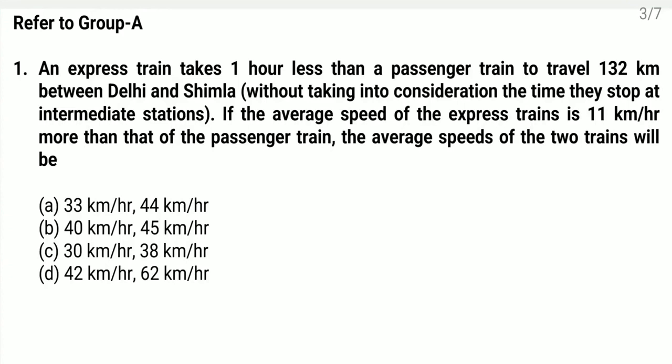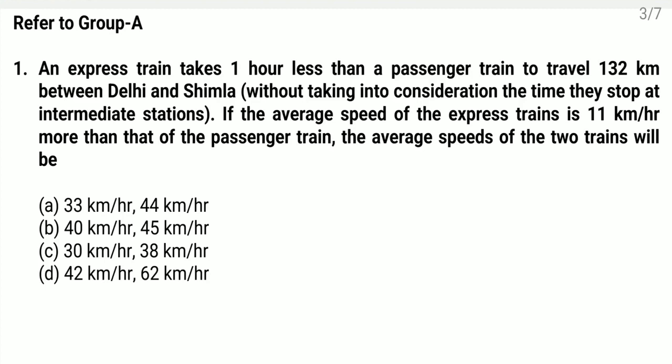An express train takes 1 hour less than a passenger train to travel 132 km between Delhi and Shimla without taking into consideration the time they stop at intermediate stations. If the average speed of the express train is 11 km per hour more than that of the passenger train, the average speed of the 2 trains will be.